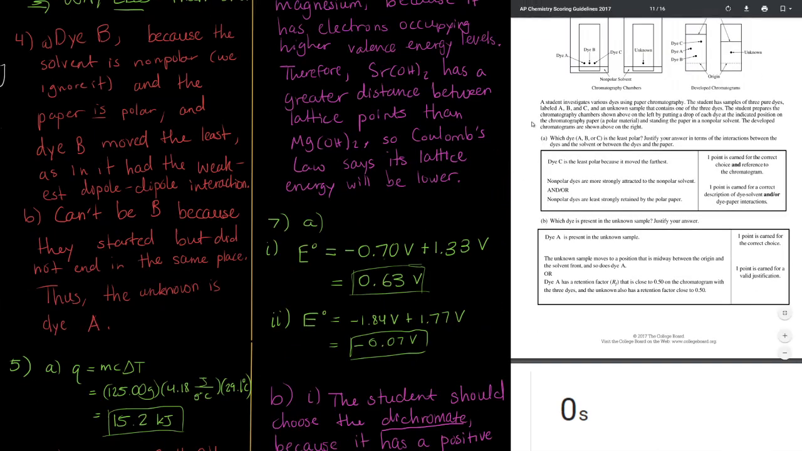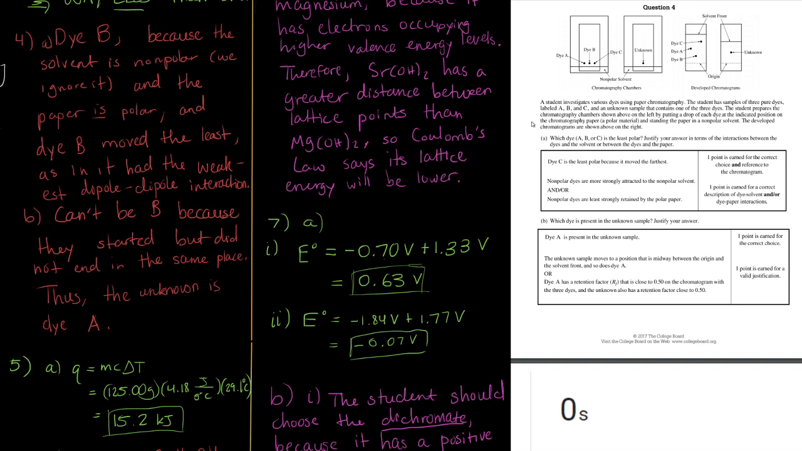So now we've got the dye stuff. So it turns out that nonpolar dyes are least strongly retained by the polar paper, which means I'm literally opposite. Okay, literally opposite. So dye C is what I said, dye B is what I said, dye C. So it turns out that the nonpolar solvent is going to be attracting all of them, but I guess they're all going to move further away, and it's not going to be attracted as much. So, okay. I guess so.